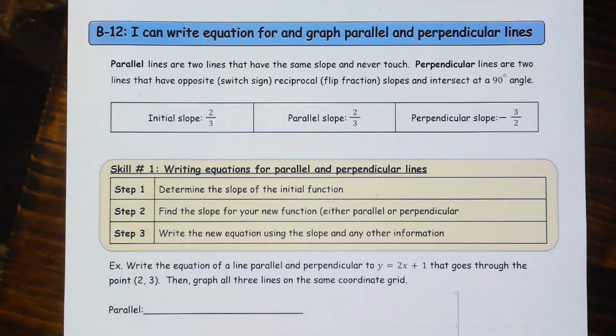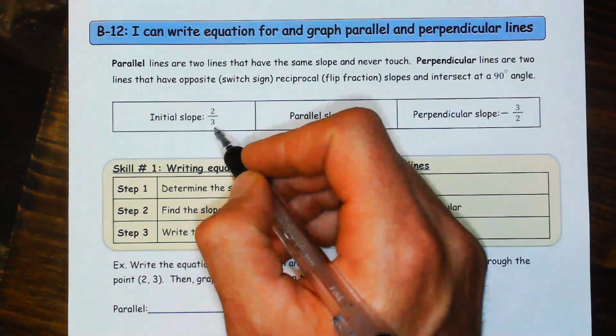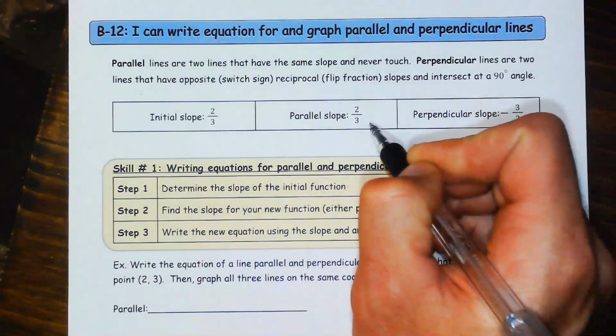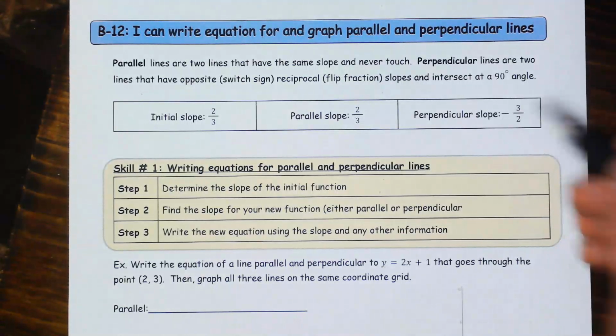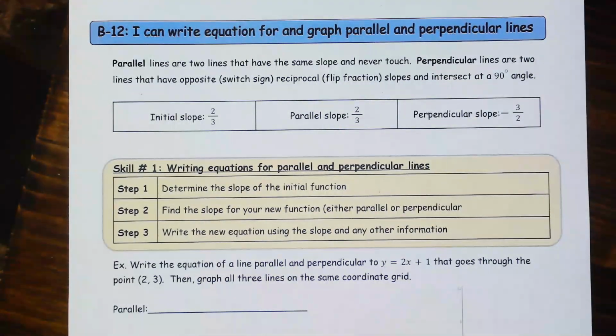In Standard B12, we're going to be talking about parallel and perpendicular lines. Basically, parallel lines are two lines that never touch. Perpendicular lines cross at a 90-degree angle. Parallel lines have the same slope, and perpendicular lines have opposite reciprocal slopes, which means switch the sign and flip the fraction. So if my initial slope is 2/3, my parallel slope is 2/3, and my perpendicular slope is -3/2. So flip the fraction, change the sign.